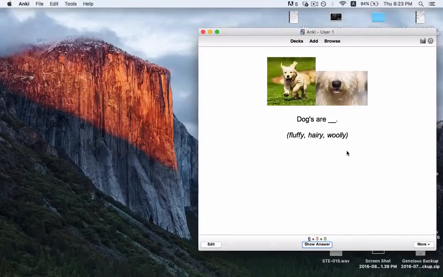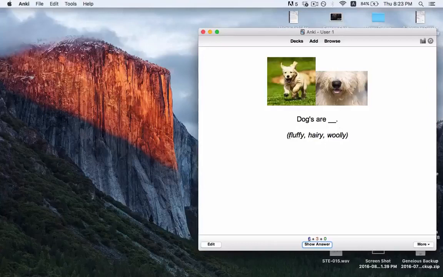Alright, this one is an adjective, I believe, so a word that's describing something. Dogs are something. So I've got a picture here of a dog. I remember what dog is. And I've got a picture here of a really hairy dog.